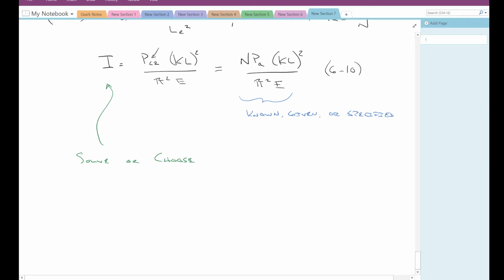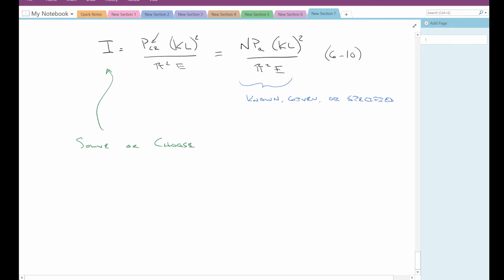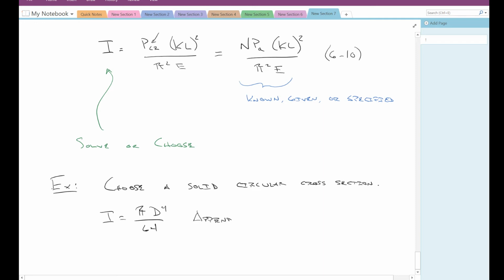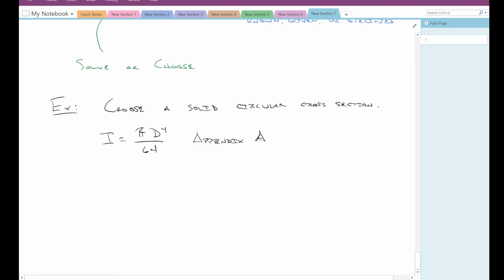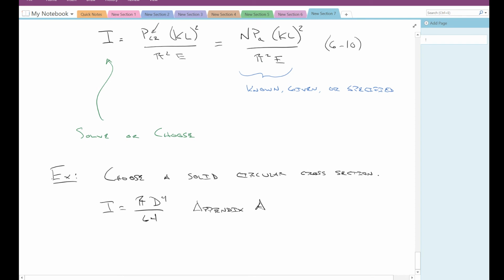All right, so if I continue with the example in the book, a very brief example, we choose a solid circular cross-section. We can say that I is equal to pi d to the fourth over 64 from our appendix A. Right? So now we can set that equal to our equation up here from 6-10.